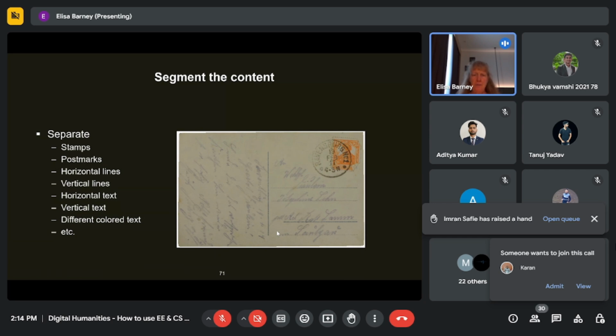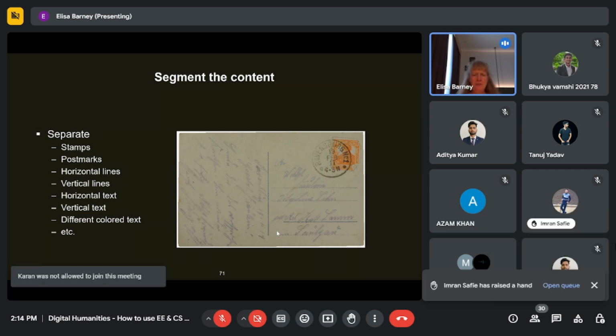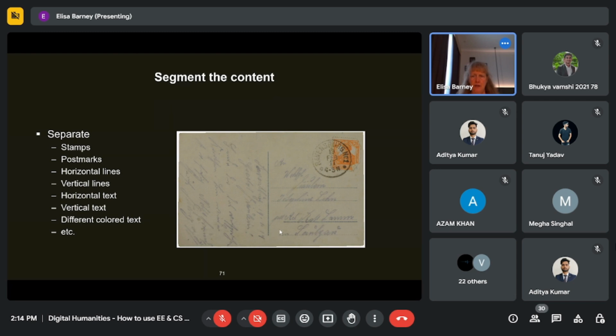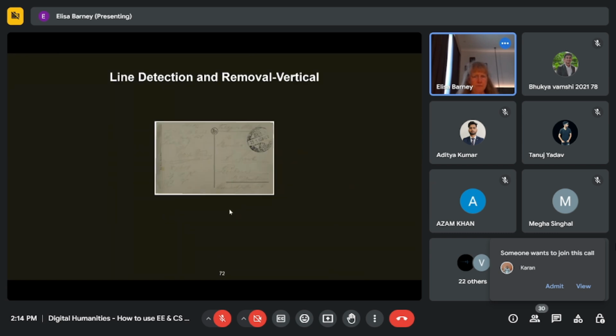On that postcard page, we now want to extract all the different things. There's a lot of different categories of information in this little tiny imaging field. There's the stamps and the postmarks. There's horizontal lines, vertical lines, horizontal text, vertical text, and the text can contain different colors. And all those different components contain different pieces of information to help us study these postcards.